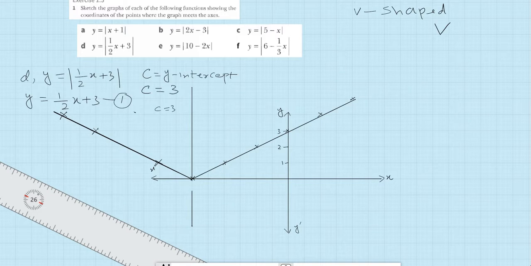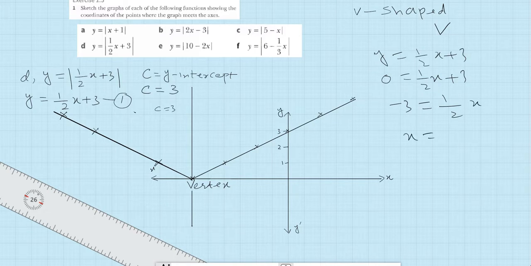This point is the vertex. How to find the vertex? You can find it with the help of the graph, or you can just take y equals 1 upon 2 x plus 3. Just put the value of y as 0 and find the vertex. 1 upon 2 x plus 3 equals 0. Move 3 to the other side, it will be minus 3. 1 upon 2 x, and x equals 2 times minus 3, which is minus 6. Hence the vertex is, what is x? Minus 6, and what is y? 0.